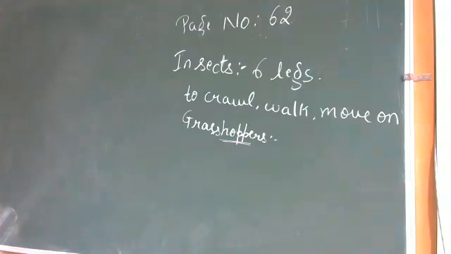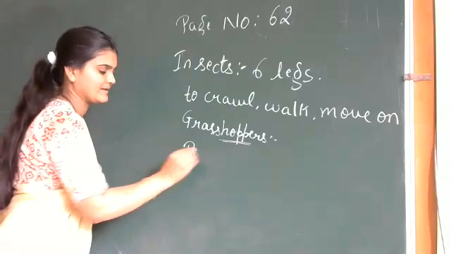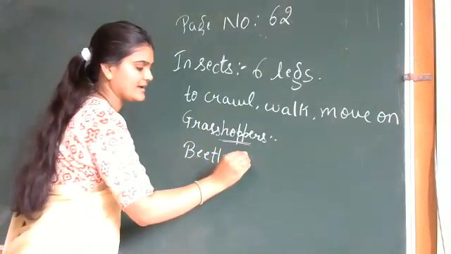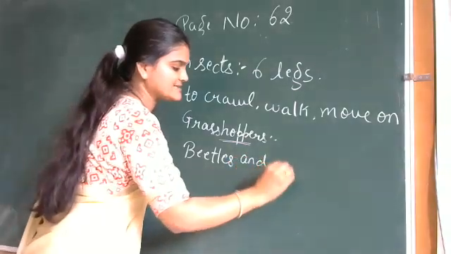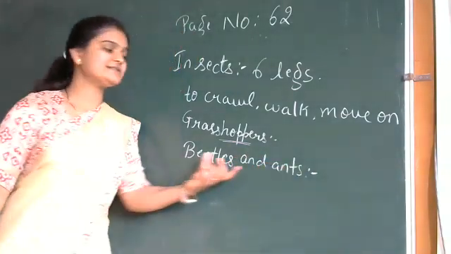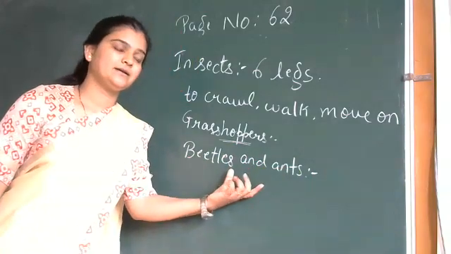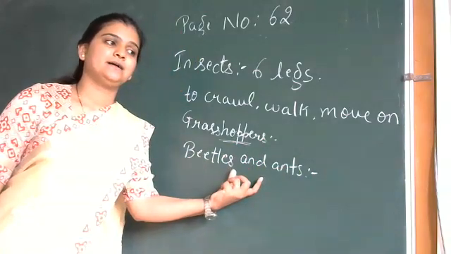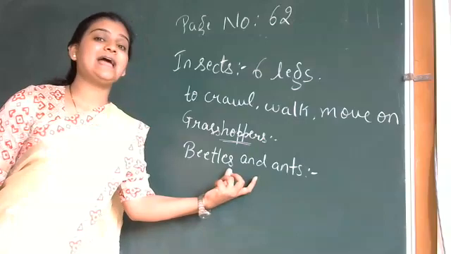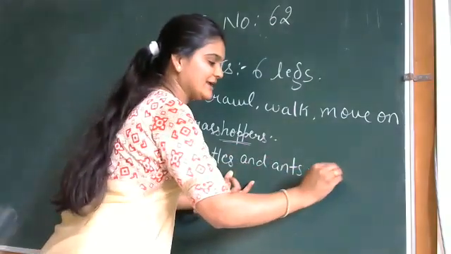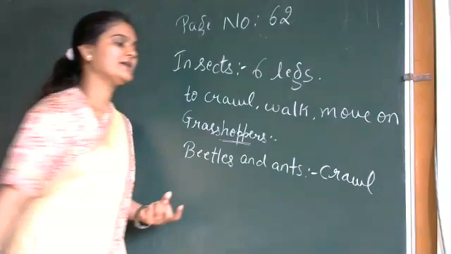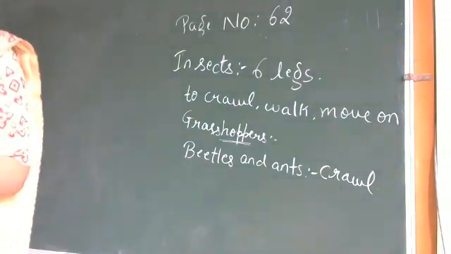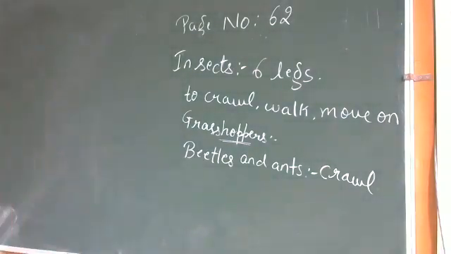Here we have the strong hard legs to hop about, and beetles and ants, they crawl. What about beetles and ants? Do they hop? Yes, ma'am, they walk. Beetles and ants, they crawl, whereas grasshopper has the capacity to hop about.